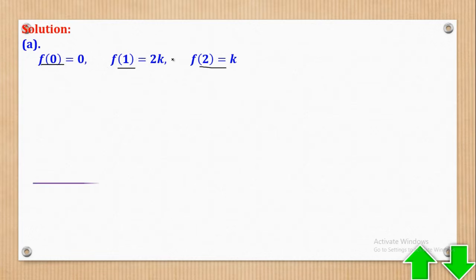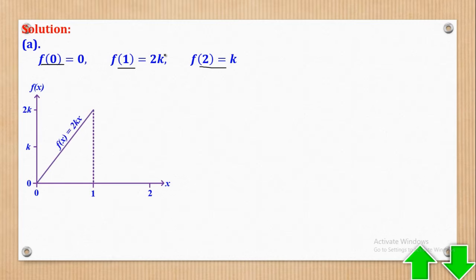So just start with Roman 1, where they want us to sketch. So the extreme values, f(0) is 0, f(1) is 2k, and f(2) is k. Now that we know the function, the values of f(x) for the extreme values, we can draw our graph. So first label the axes, then you can sketch for the first part f(x) equal to 2kx, and the second part will be f(x) equal to k in brackets 3 minus x. So basically that's what they wanted.